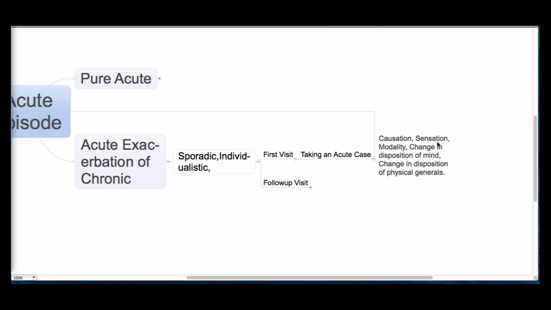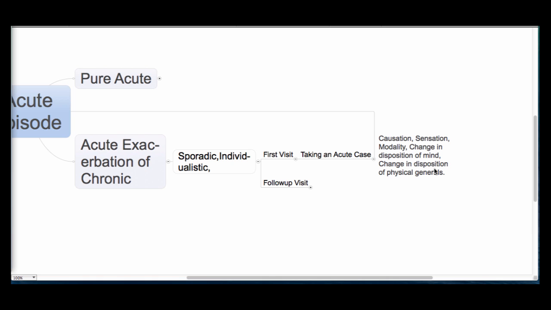Then I'll look at the change in disposition. Now this is quite important. We're not looking at the mental disposition in general. A patient who is irritable in general is not what we're looking at. We're looking at, has the mental state changed since the acute? Has he or she changed since this problem started in the last few days? That's what you're looking at here.